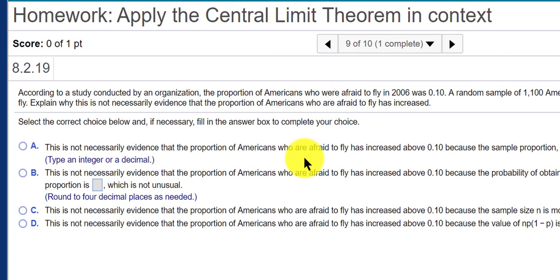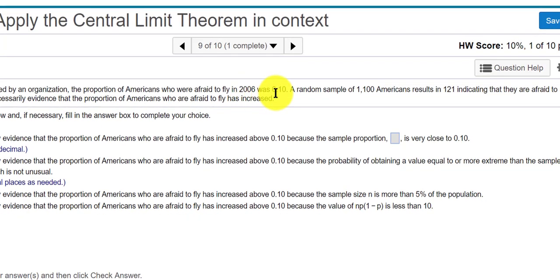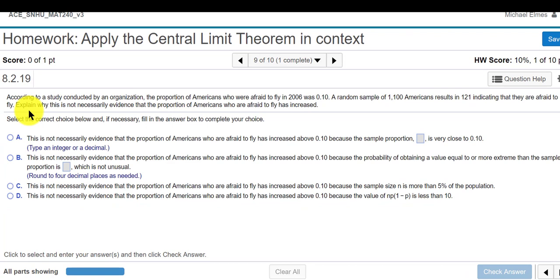Here we go. So let's take a look at this. Give me 1 second to read the problem. Okay, so it looks like we have some type of proportion of Americans that were afraid to fly. Looks like it was 0.10. We took a random sample of 1,100 Americans, and 121 indicate that they are afraid to fly. Explain why this is not necessarily evidence that the proportion of Americans who are afraid to fly has increased.